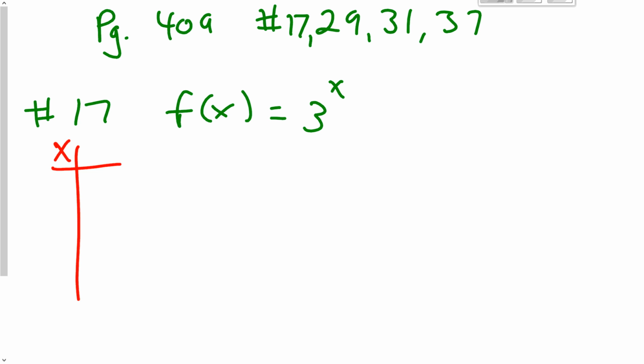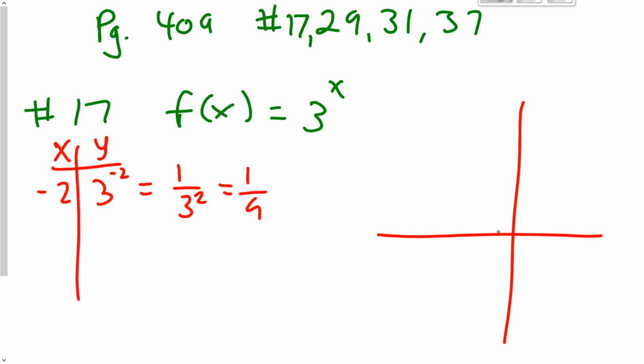So I plug in -2. My y would be 3 to the -2. That is 1 over 3 squared, which is 1 over 9. So at -2, I'm at 1/9. Maybe somewhere down there. Plug in -1. That's 3 to the -1. That is 1 over a positive 3. So that's 1/3. So at -1, I'm at 1/3.